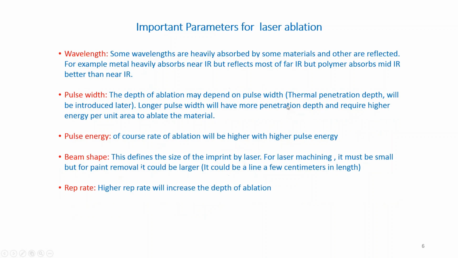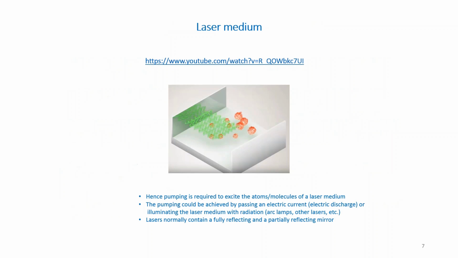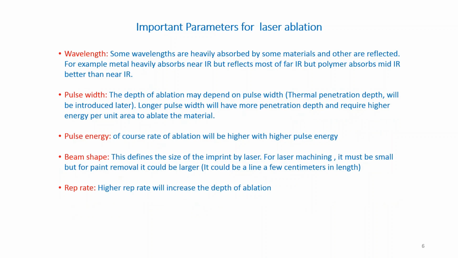Next, important parameters for laser ablation. So what are the important parameters for laser ablation? Wavelength is number one. Some wavelengths are heavily absorbed by some materials and others are reflected. It depends on different materials as well. For example, metals heavily absorb near IR but reflect most of the far IR. But polymers absorb mid IR better than near IR.